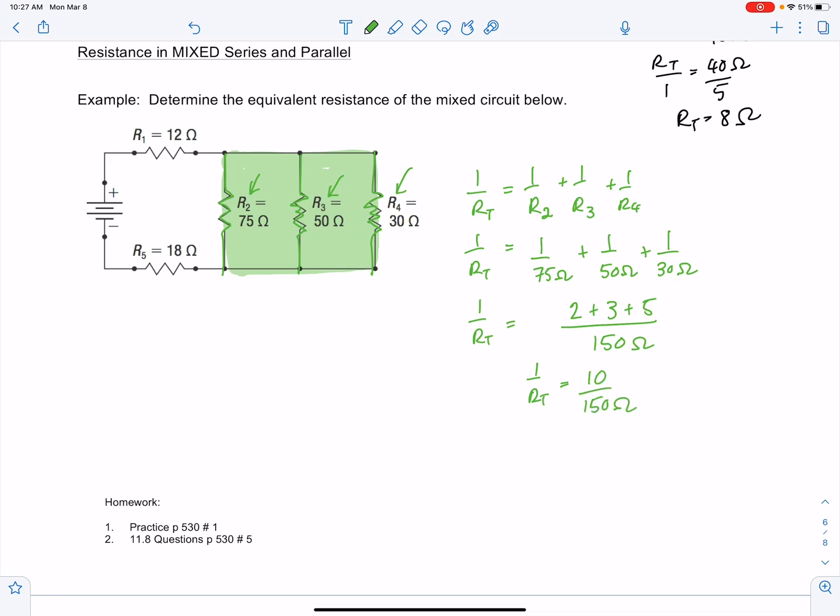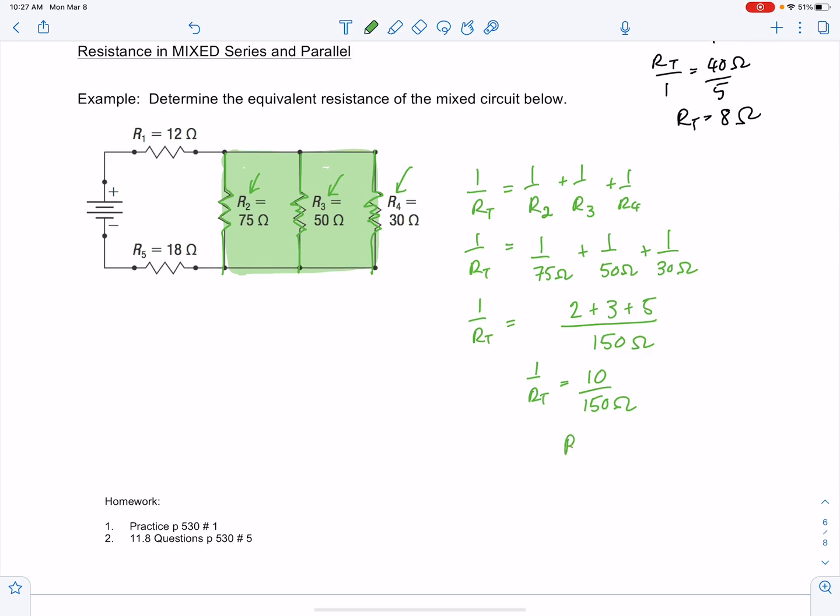To find the total resistance of this block of parallel resistors, we have to flip both sides. So we have RT is equal to 150 over 10. So the total of this block of resistors is 15 ohms if we simplify that. 150 divided by 10 is 15. So we found the total of this block of resistors.